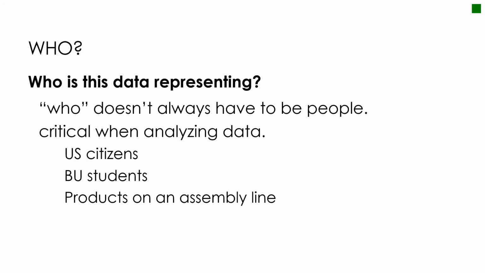So first let's look at who. Who is this data representing? And who doesn't have to be people. If I'm studying bone breakage, the who would be the bones that I'm studying. So this is critical when we're analyzing data. Examples would be U.S. citizens, BU students, products on an assembly line, etc.